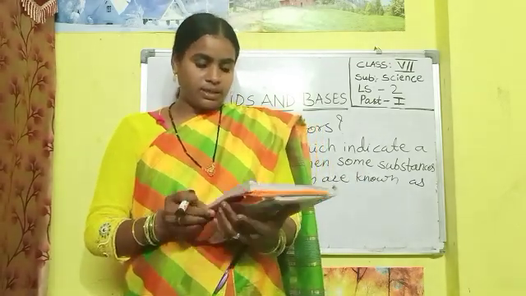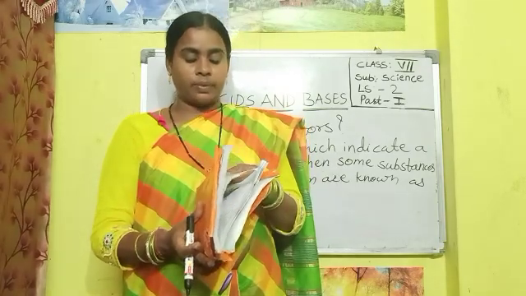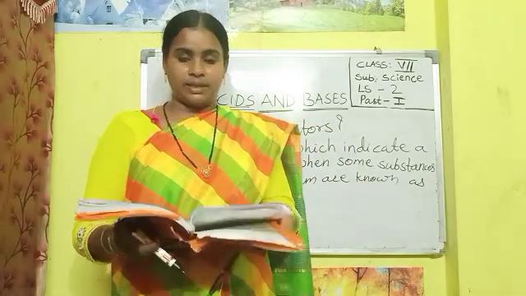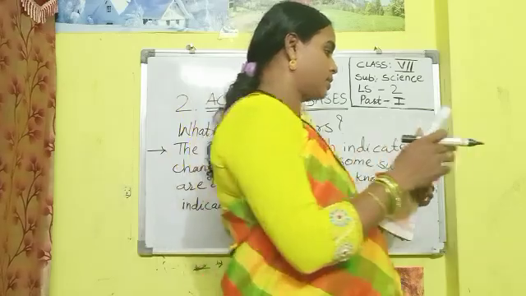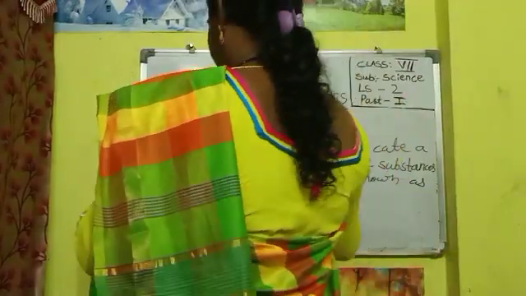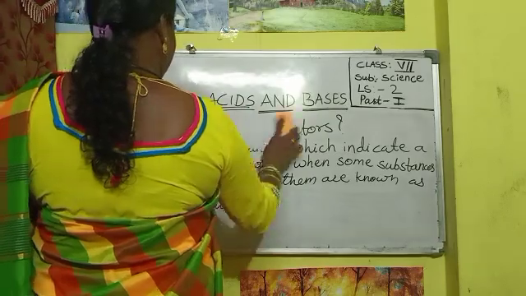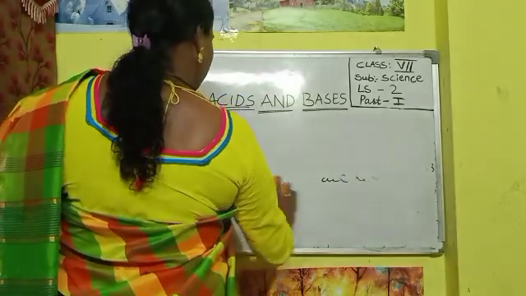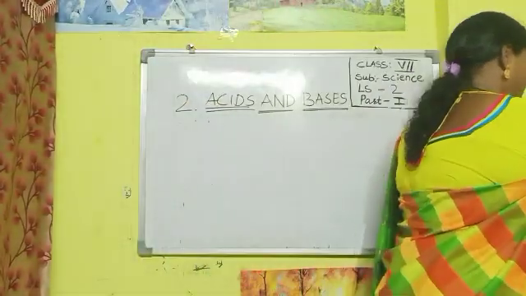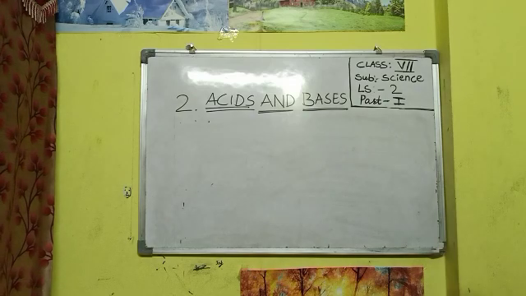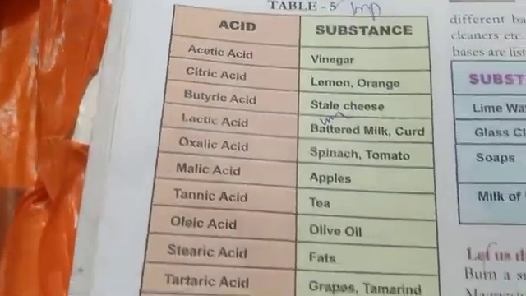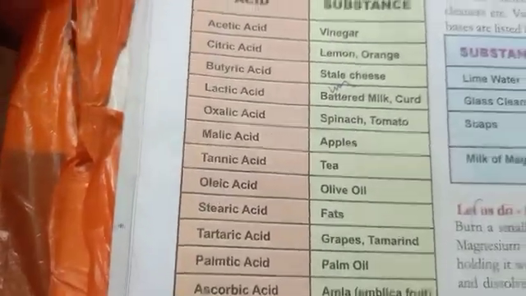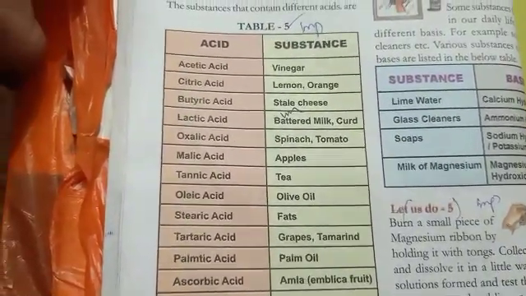Okay? So children, next we'll write the table of substances that contain different acids. I will show you the table, children. In that, they have already given it on page number 12. See, children, page number 12. Is the table clear for you, children? Page number 12, see here.